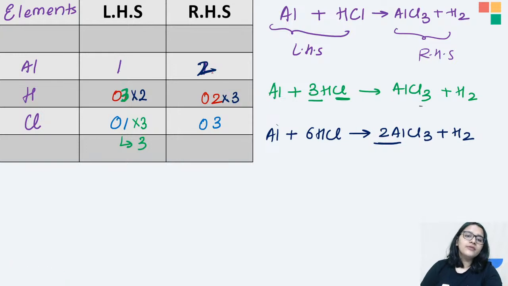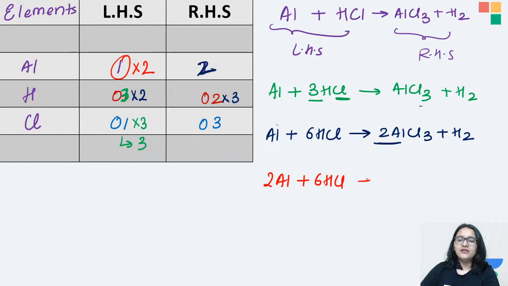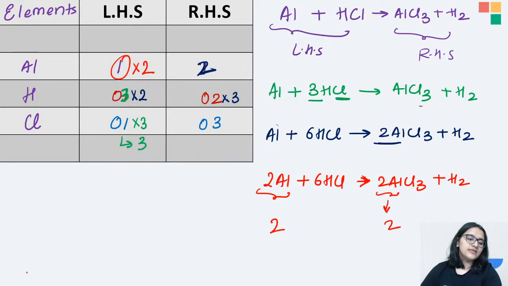How, ma'am? Because over here we have 2 aluminium. Can I convert this 1 into 2? Yes. 1 2s are 2. So I have 2 aluminium plus 6 HCl giving you 2 AlCl3 plus H2. So I think this is the balanced equation, and let's find out if it is or not. How many aluminium do we have on the left hand side? 2. How many aluminium do we have on the right hand side? 2. So aluminium is absolutely perfectly balanced.